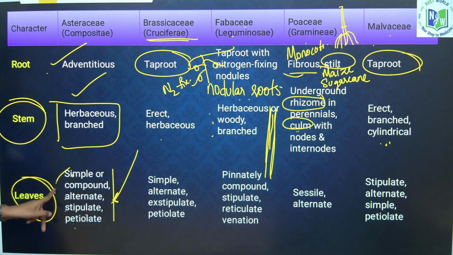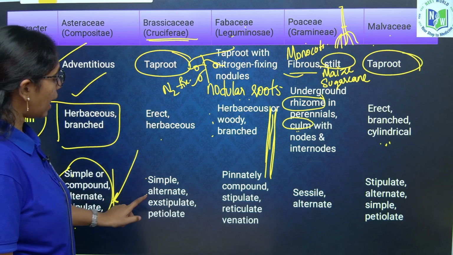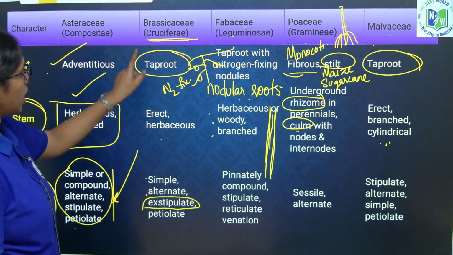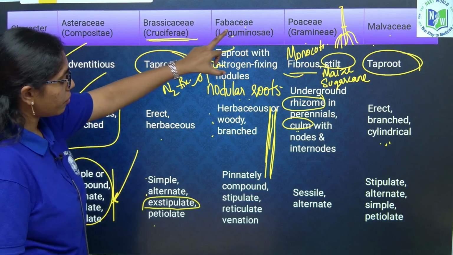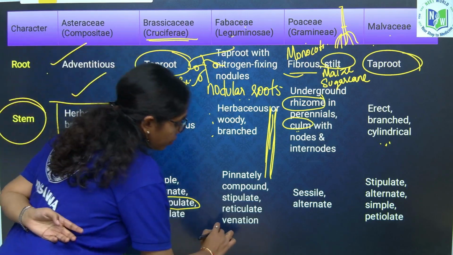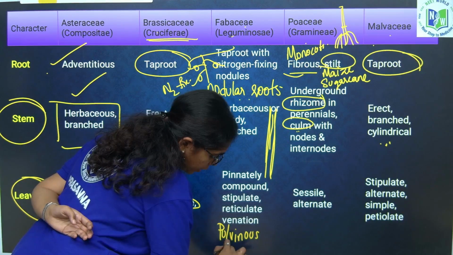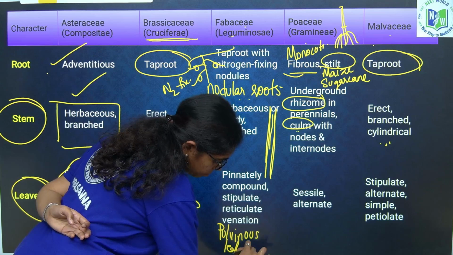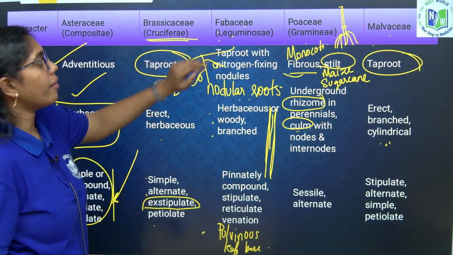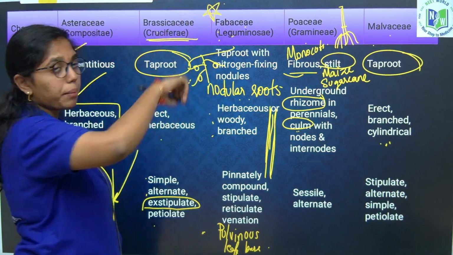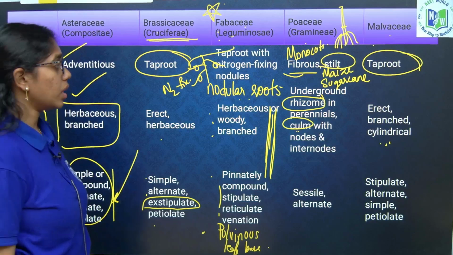Stipulate, petiolate, these are the types of leaves you will see in Asteraceae. Simple, alternate, exstipulate you will see in Brassicaceae and petiolate. And most importantly, you have to remember with respect to Fabaceae is pulvinous leaf base. What you have to remember? Pulvinous leaf base, where leaf base is swollen. Pulvinous leaf base and nodular roots you have to remember, most important with respect to the family Fabaceae. Here it is pinnately compound, stipulate and reticulate venation.